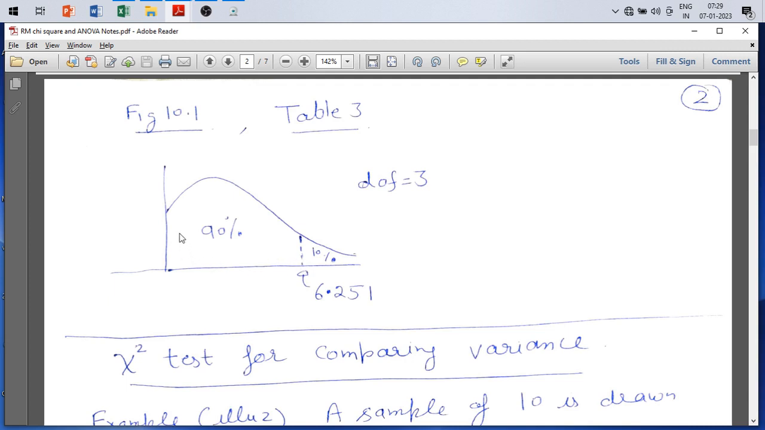the area to the left is 90% and to the right is only 10%. So what will be this value of chi-square for a chi-square distribution with 3 degrees of freedom? We are going to get that number from Table 3. So let us see how to get that.